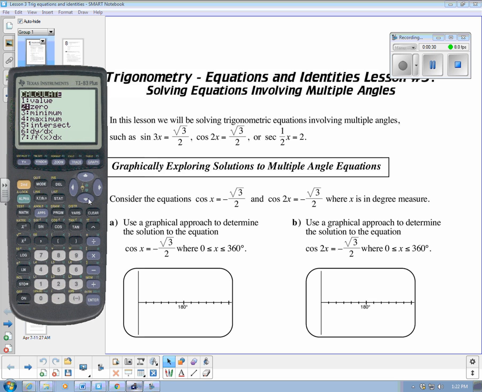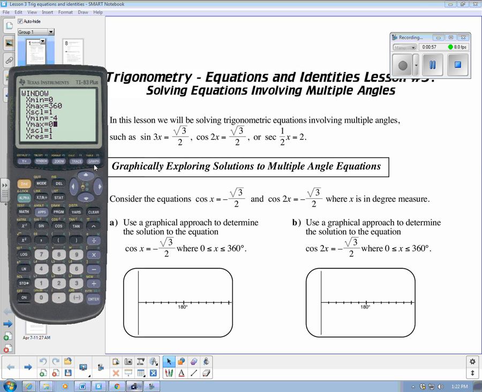Second, calculate, go down to intersect, hit enter, and then you can manipulate where your cursor is and find that. I found it a little awkward to look for the answer down here. So I adjusted my window just so things move up a little bit. I adjusted my window so that I went from -4 to 0. And then the graph looked a little bit better, and I can actually see what I'm doing.